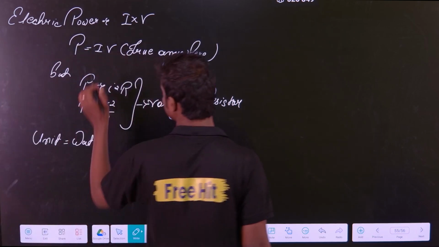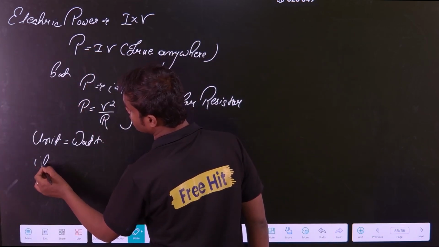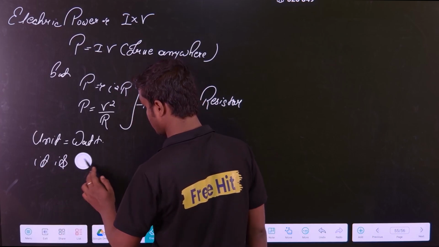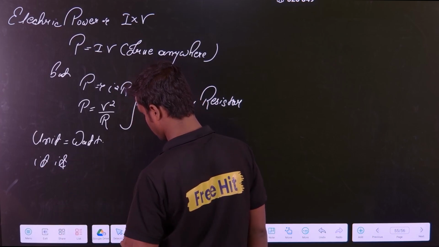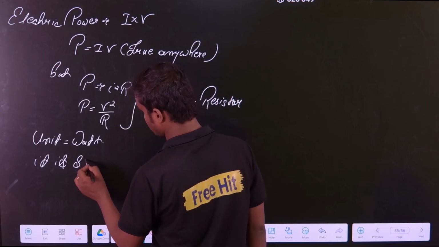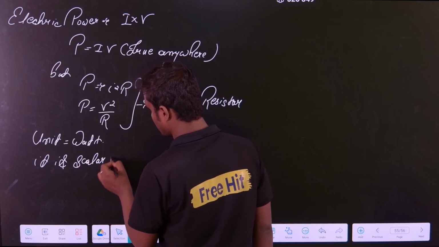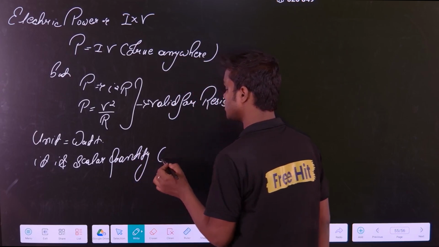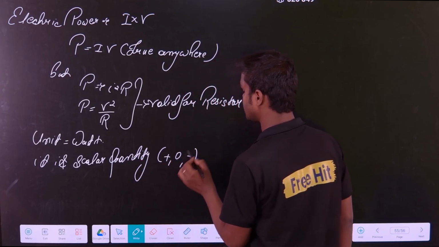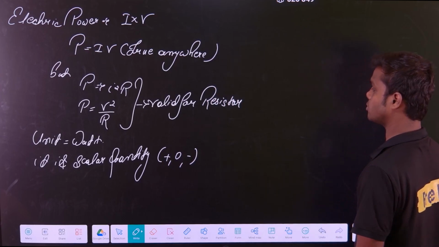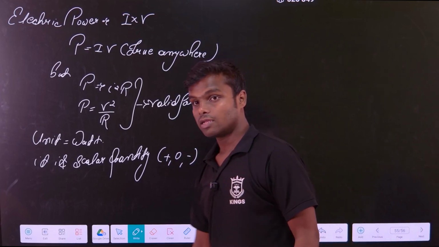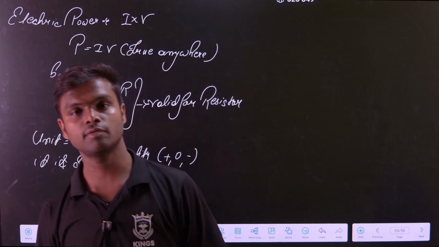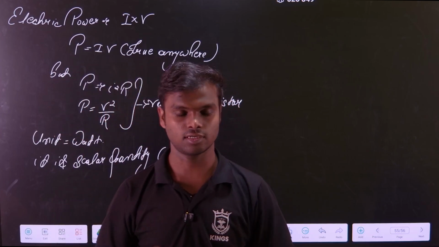Clear? Now what type of quantity is this? It is a scalar quantity. A scalar quantity means it can be positive, zero as well as negative. All three combinations are possible. Then the question arises, how will we decide the power will be positive, and how will we decide the power will be negative? Let us understand this.